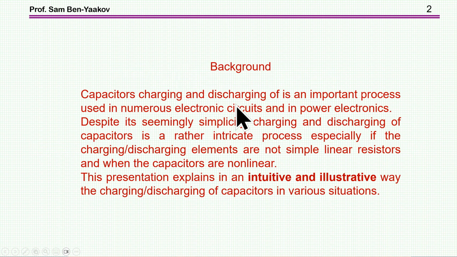Let me say a few words about the background. Capacitor charging and discharging is an important process that is used in many electronic circuits and in power electronics. Despite the seemingly simple action of charging and discharging, the process is really intricate, and there is some misunderstanding, I think, as to what is really happening in various situations. So in this presentation, I'm going to try to explain in an intuitive and illustrative way, a different way of looking at things, the charging and discharging of capacitors in various situations.